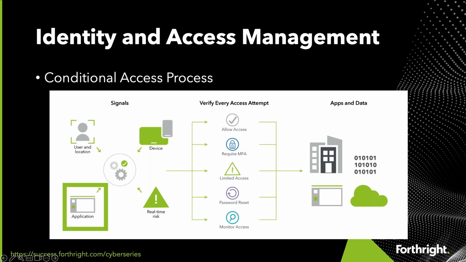So in our overall identity and access management conversation, what we've been talking about is how to implement that using a conditional access process. In this series, we're discussing this and how we can control it. In the last episode, I talked about user and location signals. In this episode, we're going to tackle application management. This is another signal used to feed that conditional access system.